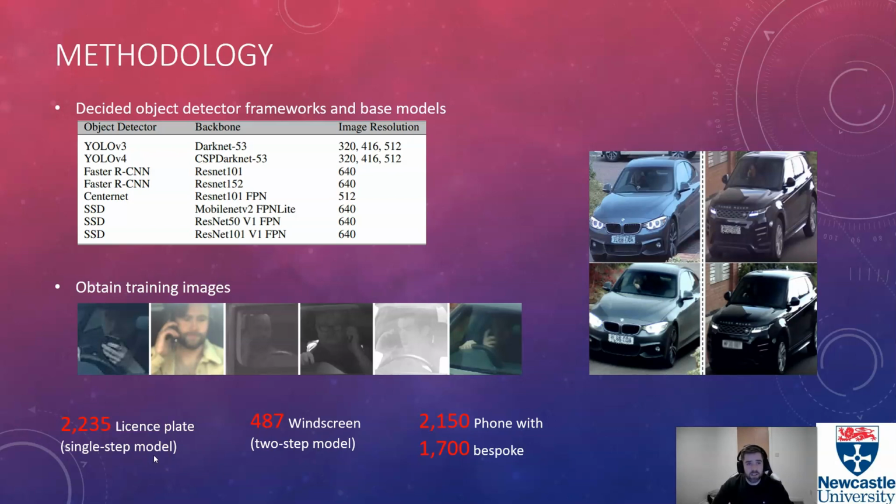So for the object detectors, we chose YOLO V3 and V4, Faster R-CNN, CenterNet, and SSD, as well as a range of backbones and image resolutions. It was very important for us that we tested a large number of object detectors in order to come up with a good conclusion as to what would work best for such an application.